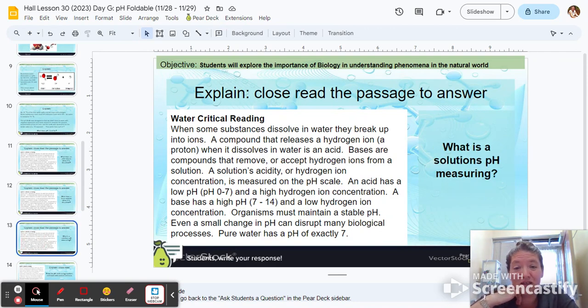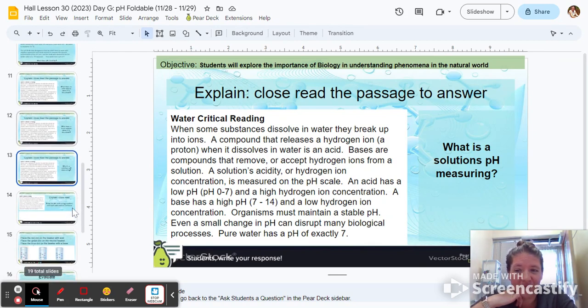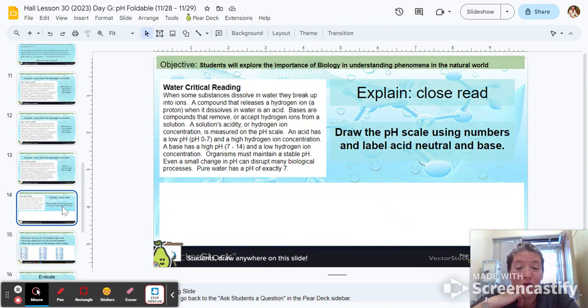What is a solution's pH measuring? That is going to be here in sentence number 4. Now, for this one, using our numbers here in sentences 5 and 6, you want to draw a pH scale using numbers.